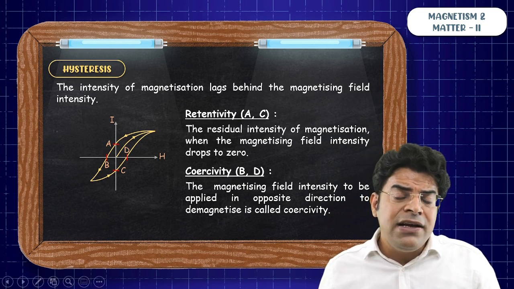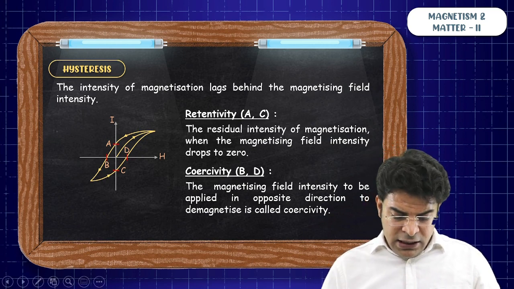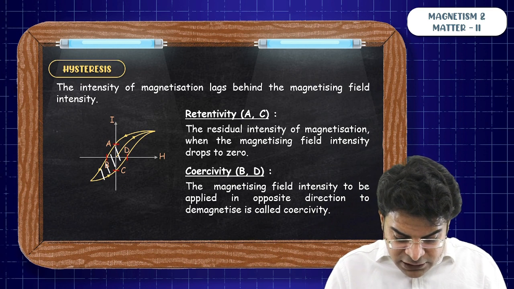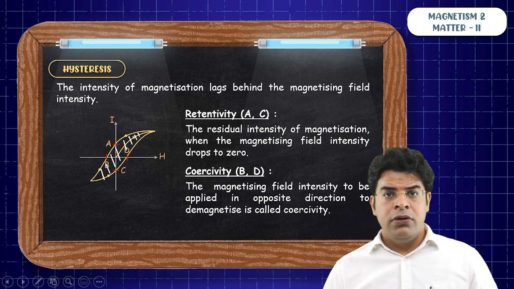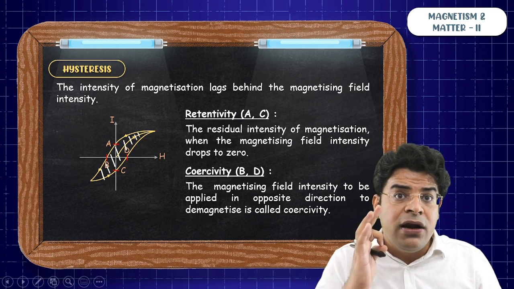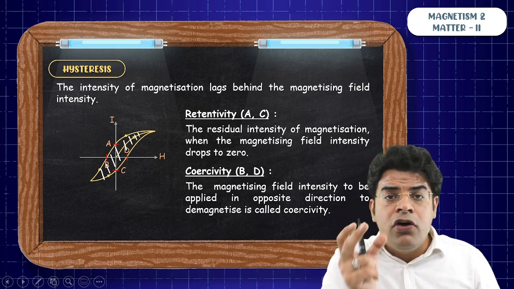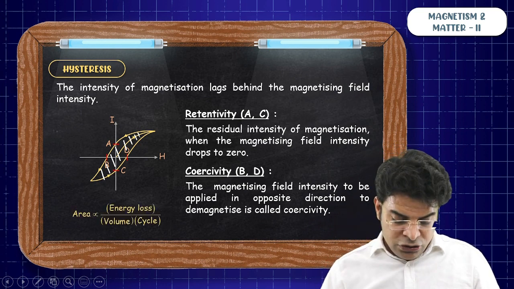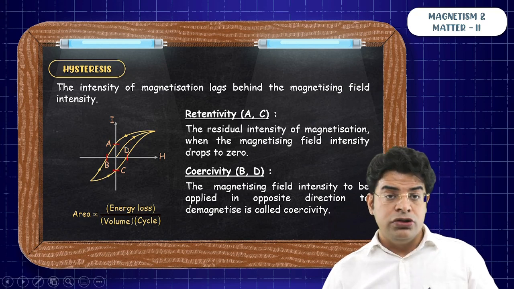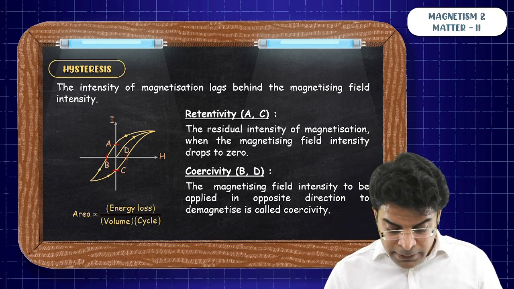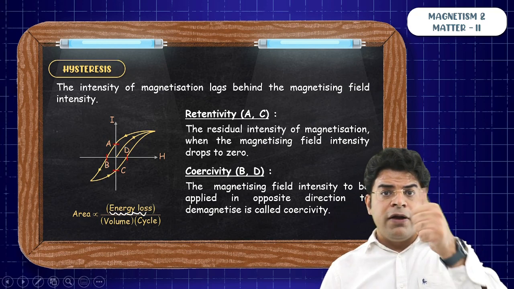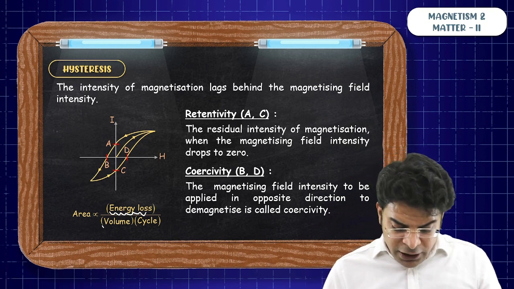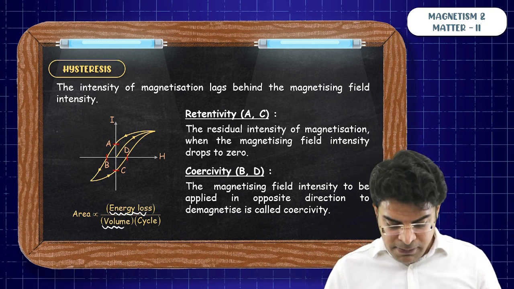We even need to know that the area enclosed within the hysteresis loop represents the energy loss per unit volume of the crystal per cycle. So remember that the area enclosed by the hysteresis loop represents the energy loss in this flipping and flopping of domains per unit volume of the crystal per cycle.